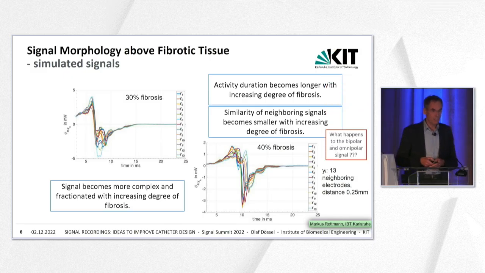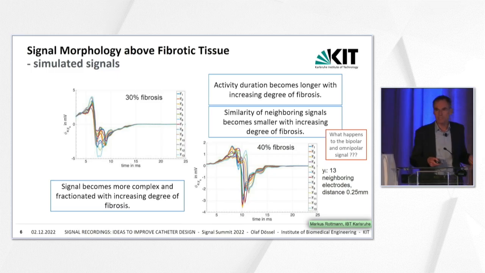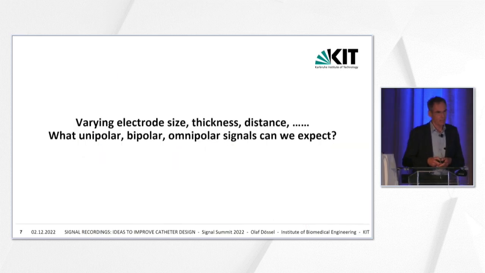And my question is then, what happens to the bipolar and omnipolar signals? If you remember all the interesting things that Pascal said, that's all true for healthy tissue. For example, if a wavefront is approaching both electrodes simultaneously, you get no signal in the bipolar signal. All true for healthy tissue, not true for fibrotic tissue, because if you subtract two signals that are not similar, they cannot cancel each other.